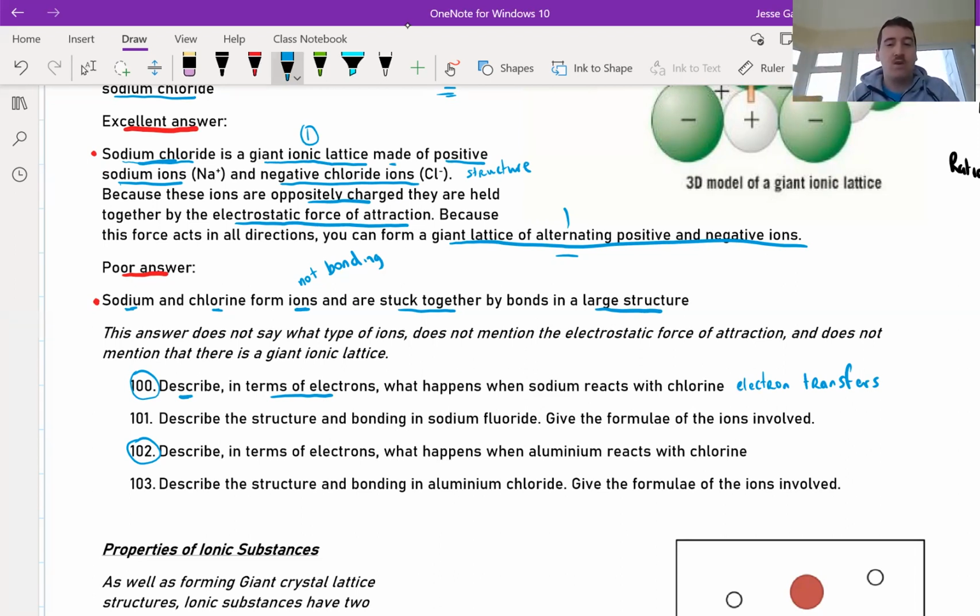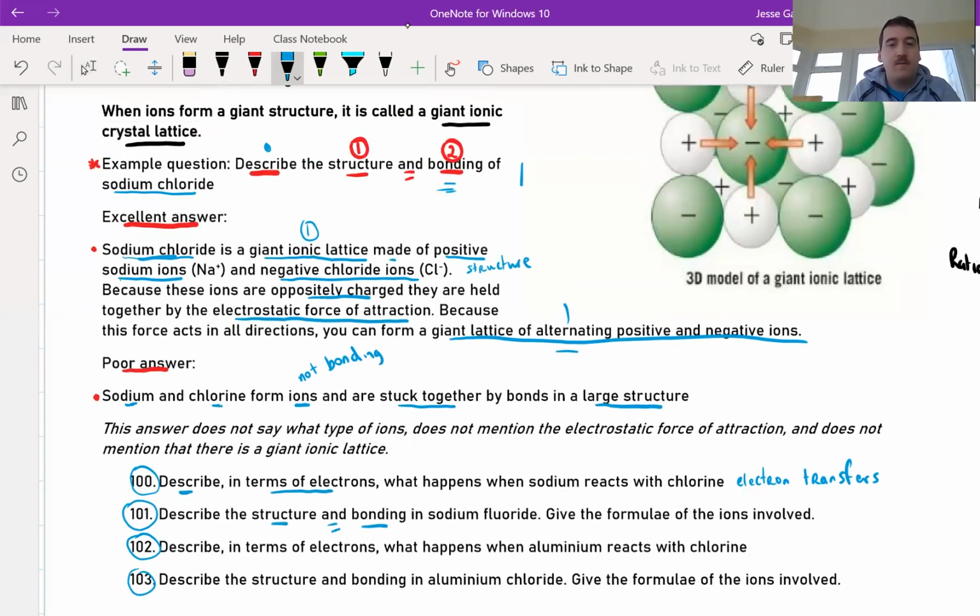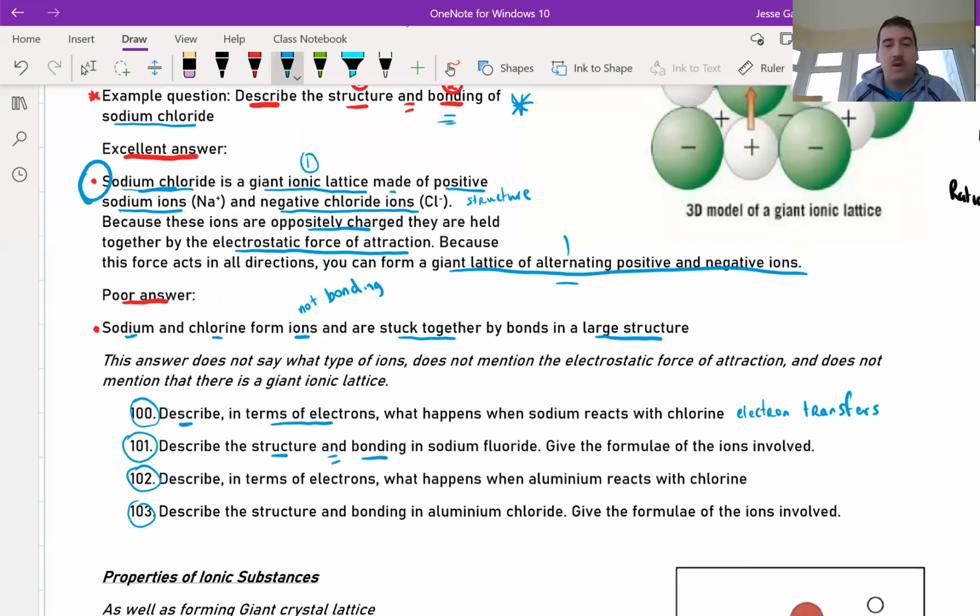Okay. All right. So 102 is very similar then. What's the difference between 101 and 103? Well, these say to describe the structure and bonding of these two things. Now, this is very similar to this question up here. So my advice to you is to use what I would consider the excellent answer up here to help you draft your answers for 101 and 103. I think by using this excellent answer, you can't go wrong. You should be able to write a great answer for those two and really get stuck in to having good quality written answers here.